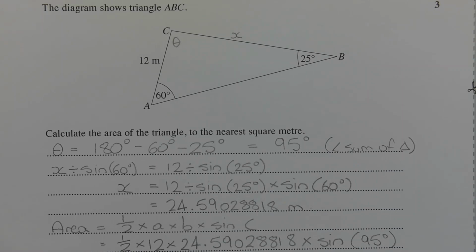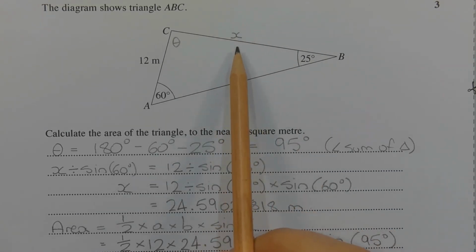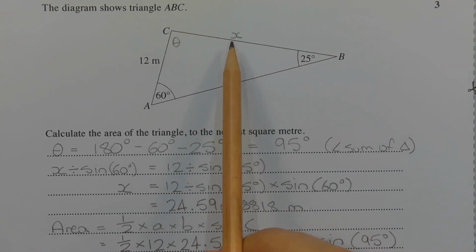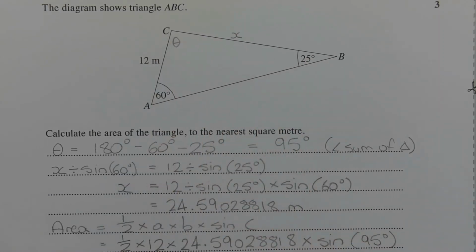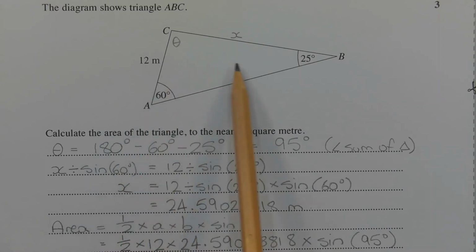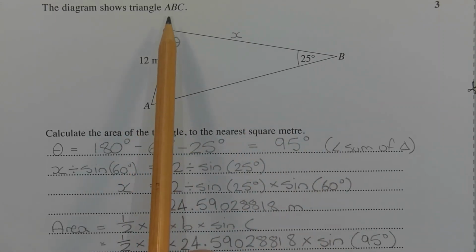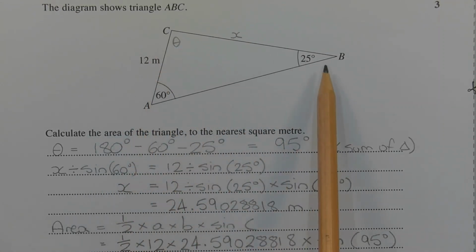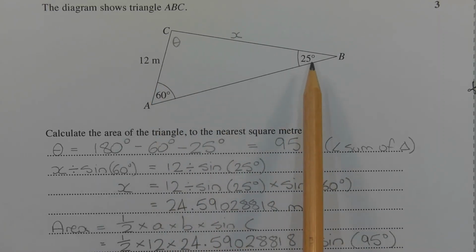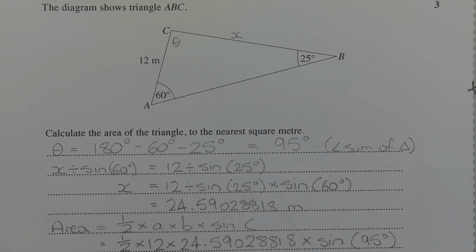The next thing we need to find is the value of this variable x, which represents the length of side BC of this triangle. So I'm going to use the sine rule here because I have a known side angle pair. So we've got 12 meters and its opposite angle is 25 degrees, so they're both known. Because we have a known side angle pair, it makes using the sine rule possible.